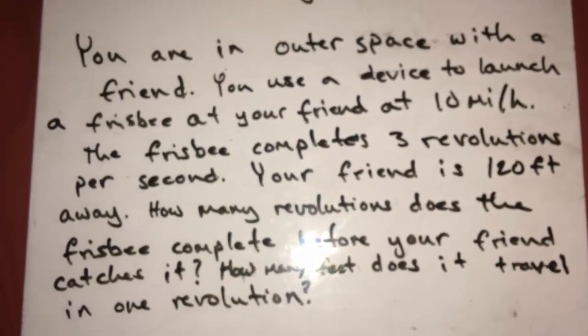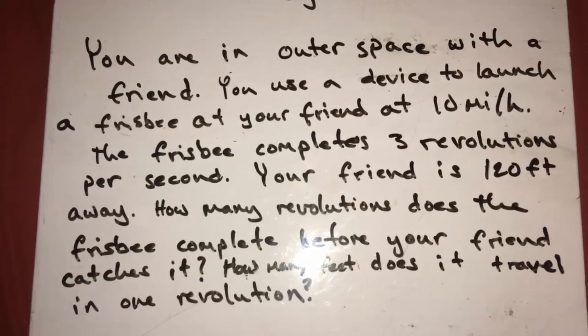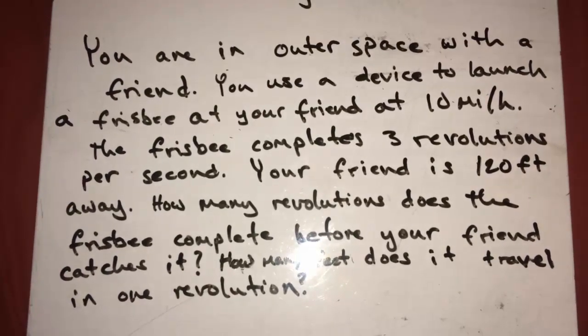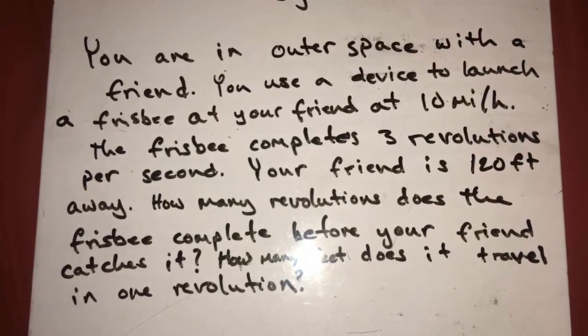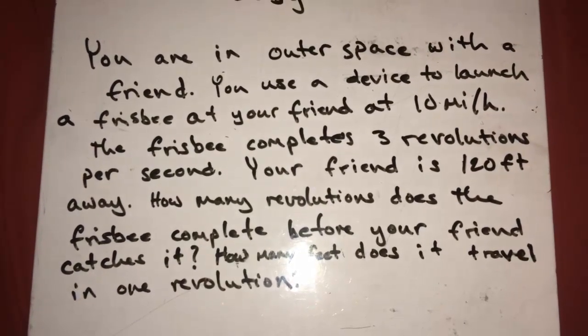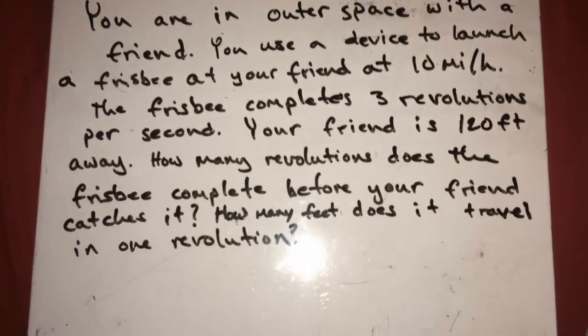You are in outer space with a friend. You use a device to launch a frisbee at your friend at 10 miles per hour. The frisbee completes 3 revolutions per second. Your friend is 120 feet away. How many revolutions does the frisbee complete before your friend catches it? How many feet does it travel in 1 revolution?